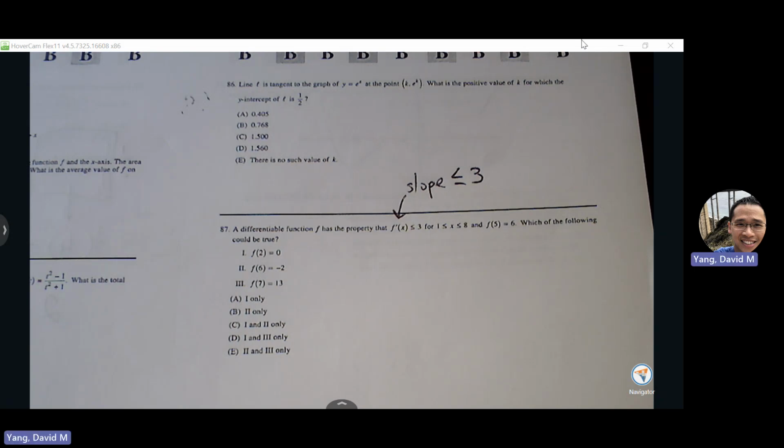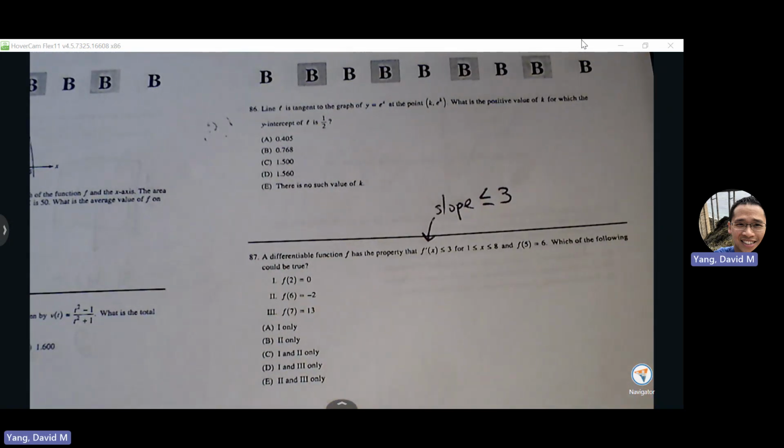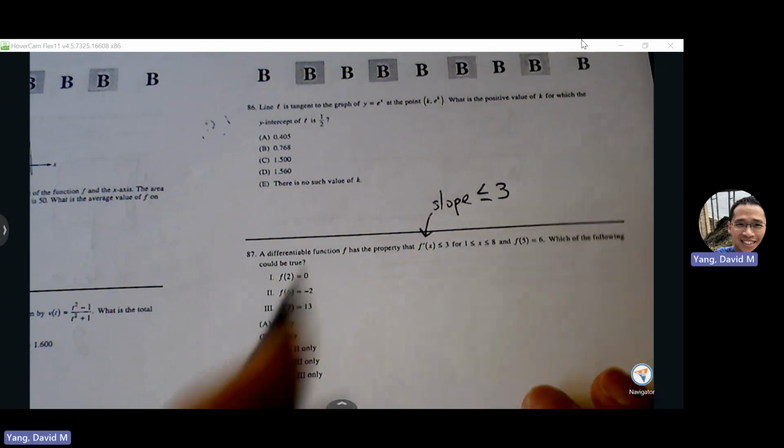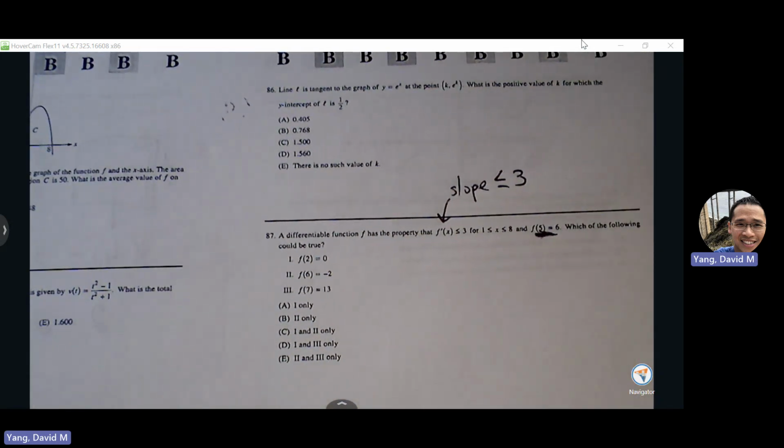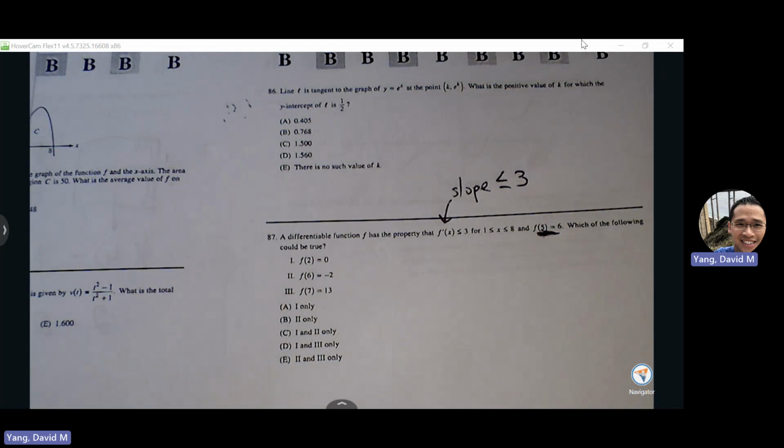So we can test all these ordered pairs and see where the slope falls under. Yeah, we just want to figure out which ordered pair works, and we're testing everything against f of 5 equals 6. So we're testing every point against that. And if anything is less than 3, we can keep it. If it's greater than 3, we know it's not going to match the option that we have.